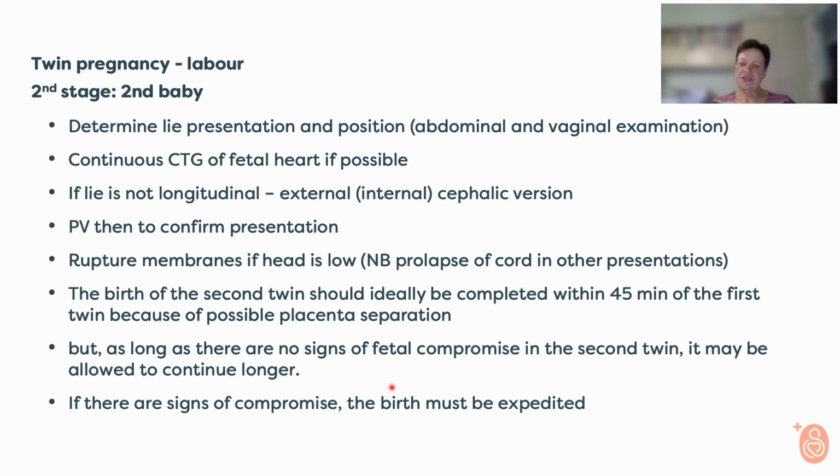Our big thing here is, as I've said, to continuously monitor the fetus with a CTG to look for signs of fetal compromise. Signs of fetal compromise will tell us that the placenta has gone loose, or that there's been a transfusion between the twins, etc. If there's no sign of fetal compromise, we can allow the second stage of labor to be a little bit longer. So here, the condition of the fetus is of utmost importance in determining how we're going to deal with the second stage of labor. And if there are signs of compromise, then obviously the birth must be expedited, in the sense of a vacuum delivery or a forceps delivery, etc.